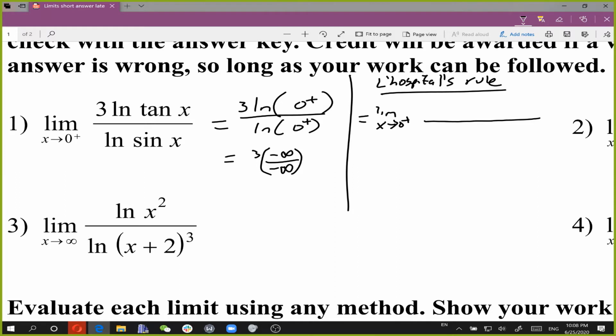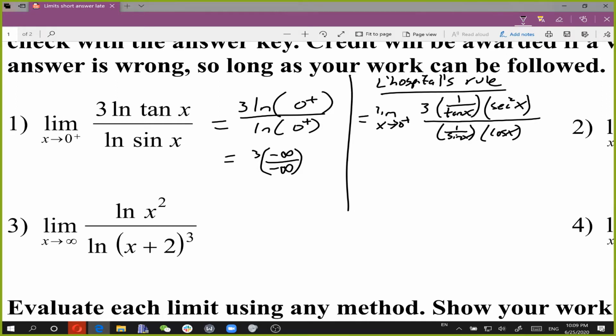The derivative of the top: our 3 is a constant, so that's going to stay the same, but if I differentiate the natural log of something, I'll get 1 over something times something prime. So if I differentiate natural log of tangent x, I should get 1 over the tangent of x times the derivative of tangent, which is the secant squared of x. On bottom, I've got natural log of sine x. So when I differentiate that, I'll get 1 over the sine of x times the derivative of sine, which is cosine x. Okay, any questions on our derivative part?